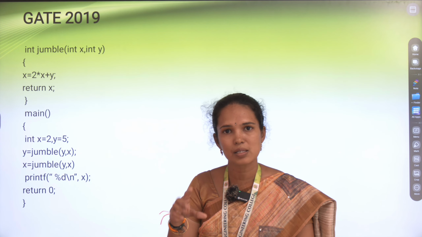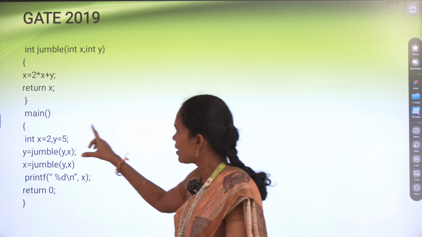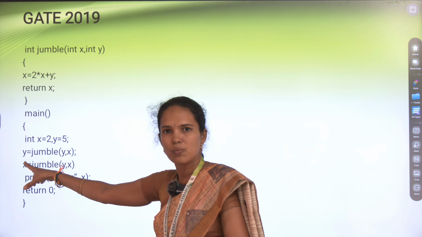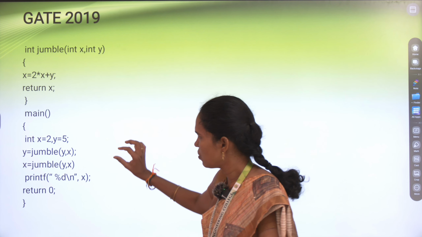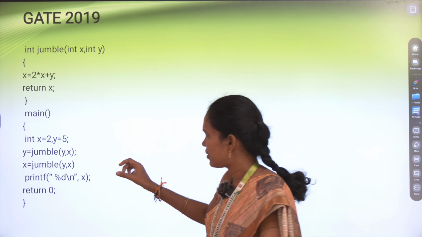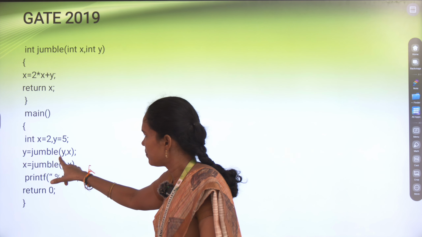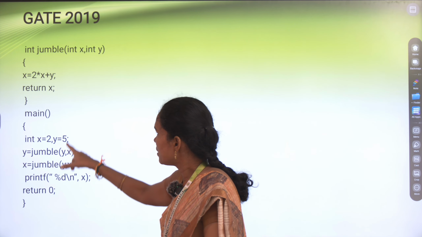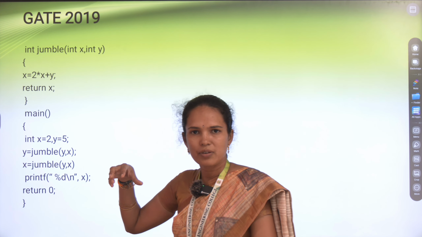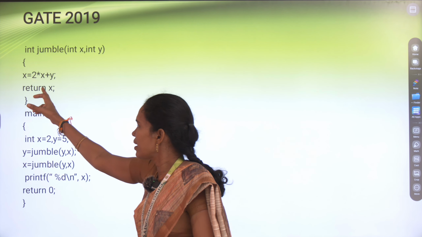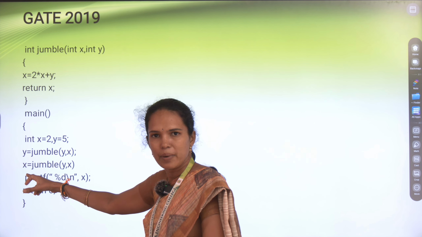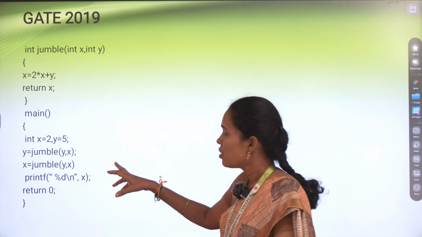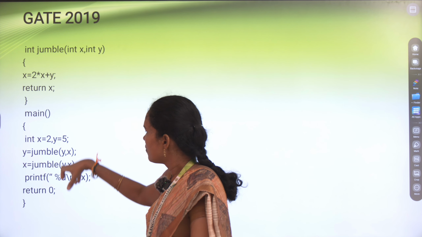Now the value of x is 12. Where will the 12 be stored? In y. Y is equal to 12. I think this line is clear, right? Whenever we call the function, the cursor comes back to the calling line only. So the next line is x equal to jumble of y comma x, and again the function will be called with y comma x.